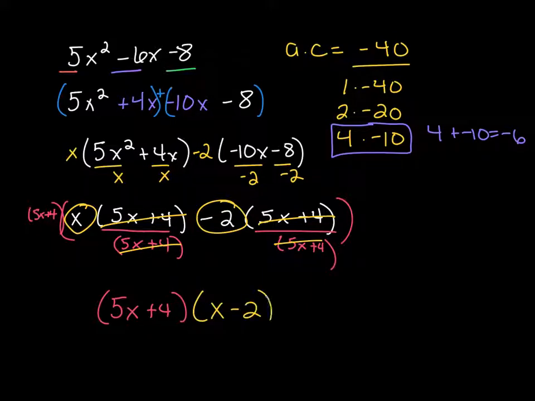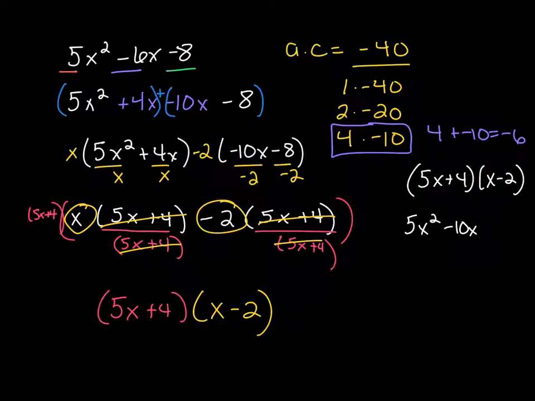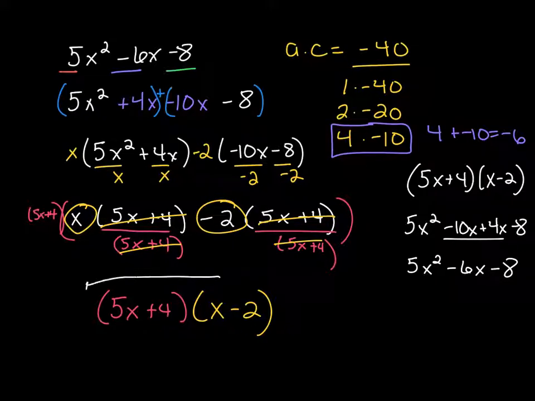minus 2. And let's FOIL to check. 5x plus 4 times x minus 2. The first is 5x squared, outer minus 10x, inner plus 4x, and the last minus 8. Then combine those. 5x squared minus 6x minus 8, which is what we started with. So 5x plus 4, x minus 2 is the correct answer.